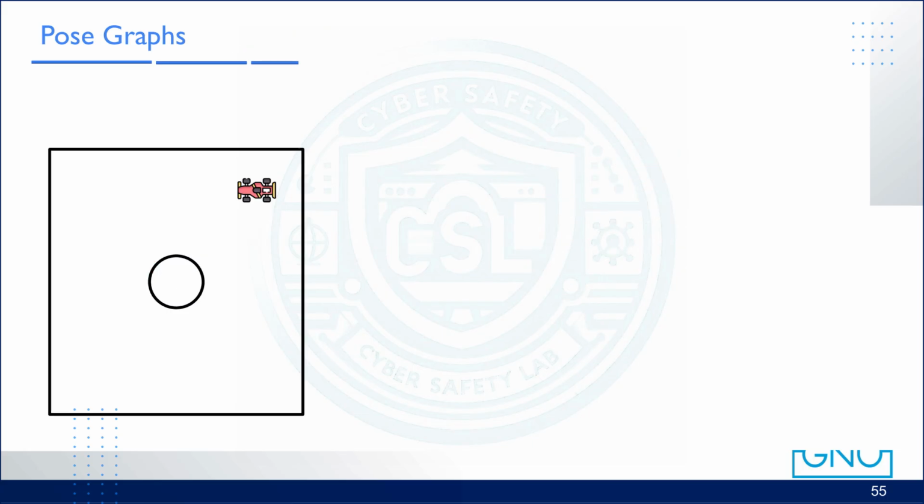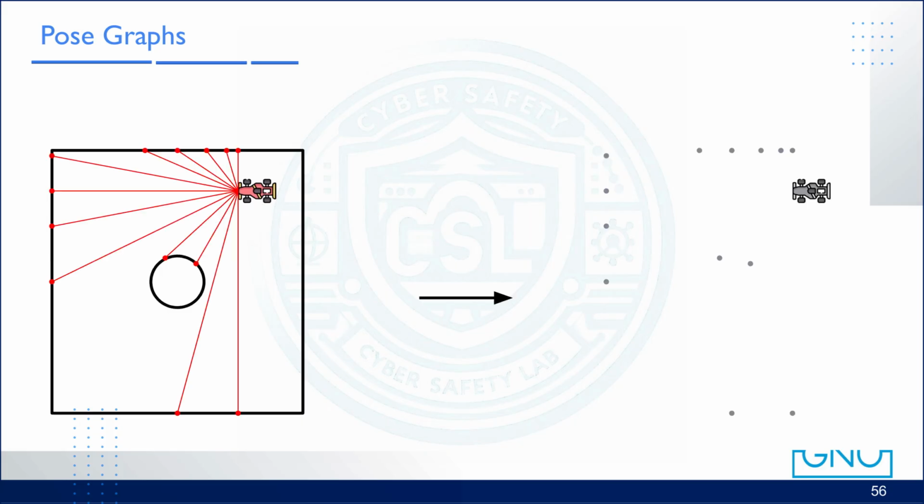Now, let's run our real-world example again. This time, as we drive, we will also construct a pose graph. We now repeat the same real-world experiment, but this time we will construct a pose graph while driving. A pose graph is a structure in which each robot pose becomes a node, and the relative motion between poses becomes an edge. In other words, we record every place the robot has been, and we connect these places using the odometry-based relative transformations.